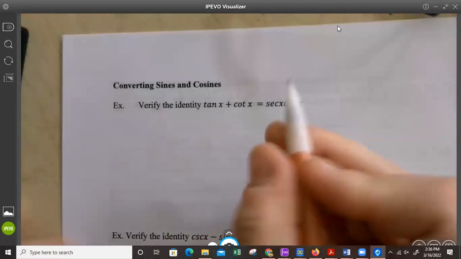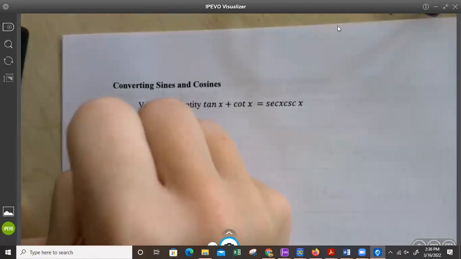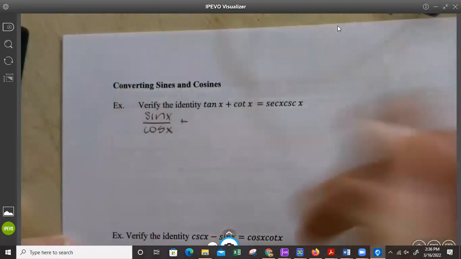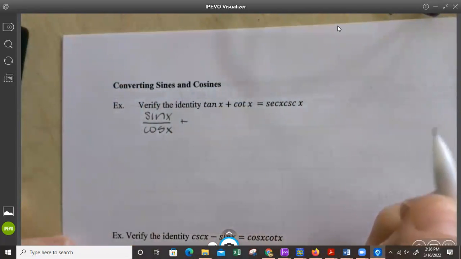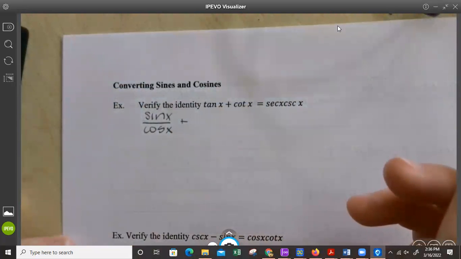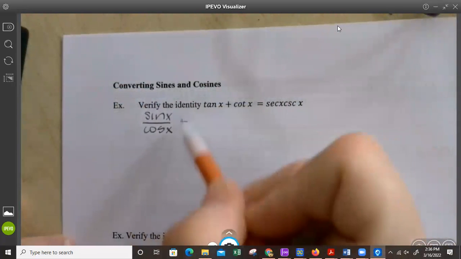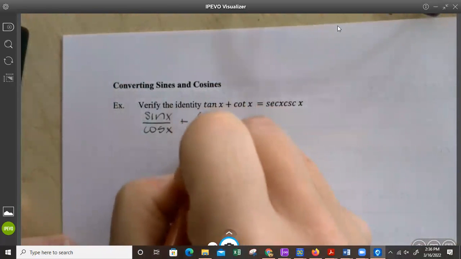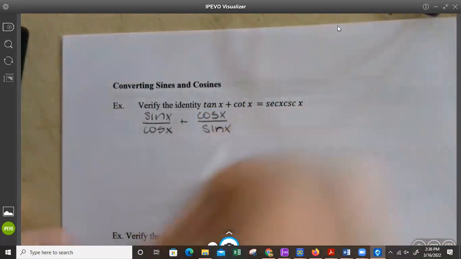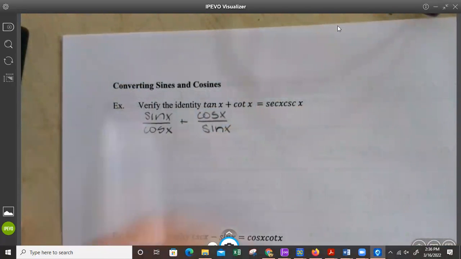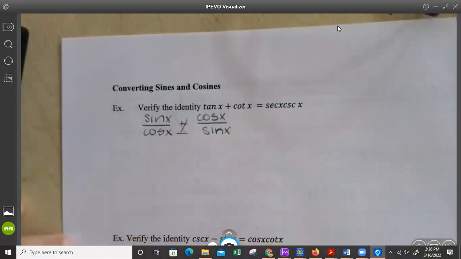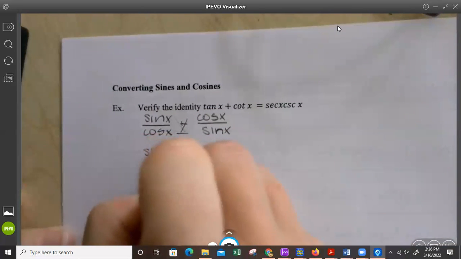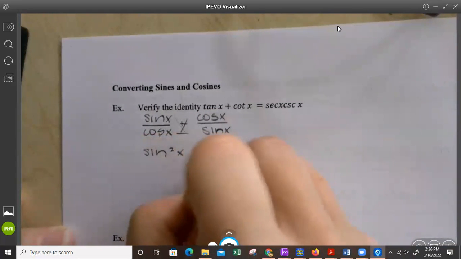What is tangent? What is cotan? Think about it in terms of this. Cosine over sine, right? I need to get these put together. How do I put them together? Cross multiply, squish the bottoms. Sin x times sin x plus cosine x times cosine x.